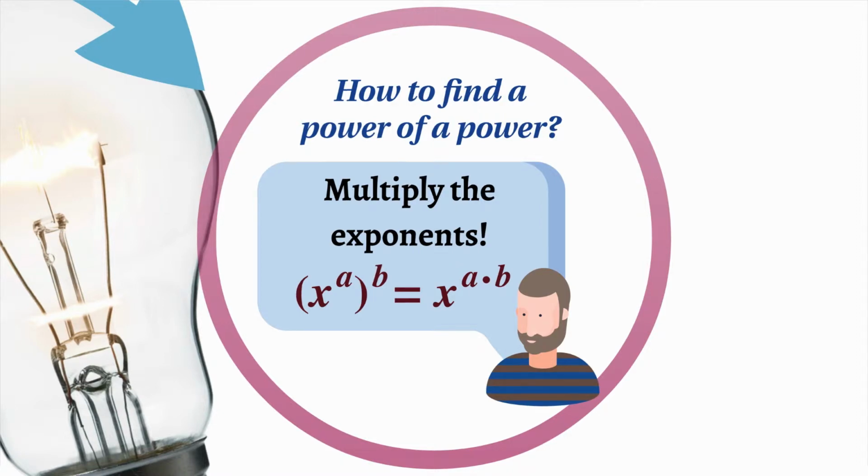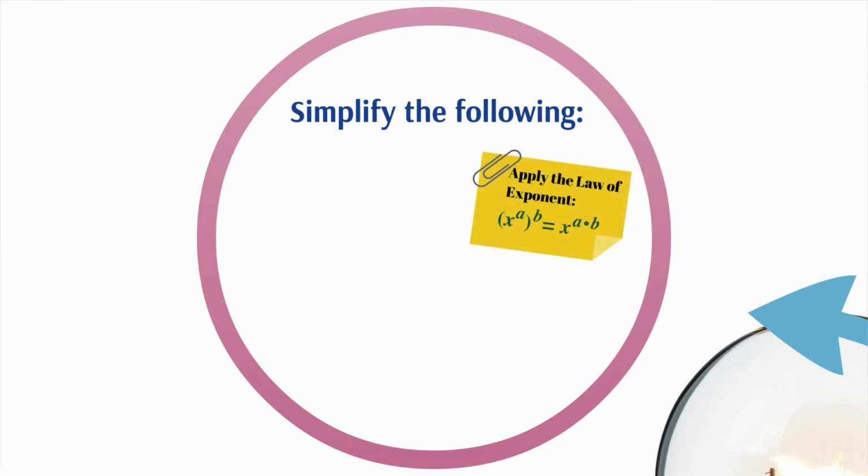For you to understand the concept even more, let's try solving some examples. We will simplify the following examples using what we've learned earlier. Also, what we talked about earlier is one of the laws of exponents. In solving the powers of powers, we will apply the law of exponents, which is represented by x raised to a, raised to b, is equal to x raised to the product of a and b. The first example is the cube of 9 raised to the 5th power. Let's go ahead and solve it.